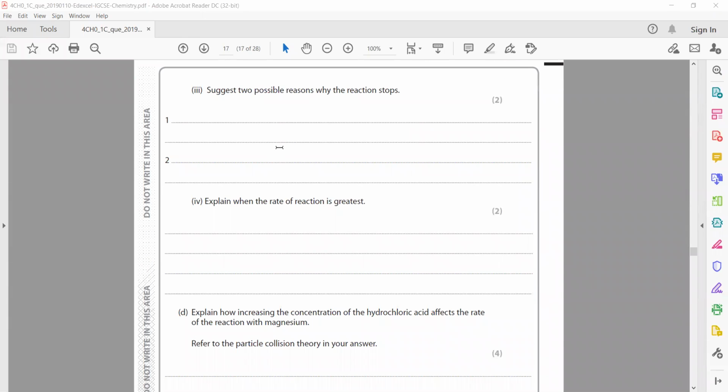So, just two possible reasons why the reaction stopped. So what could be a reason? Maybe the magnesium is used up, or maybe the acid completely reacted. Explain when the rate of reaction is greatest: in the beginning, or at the start.